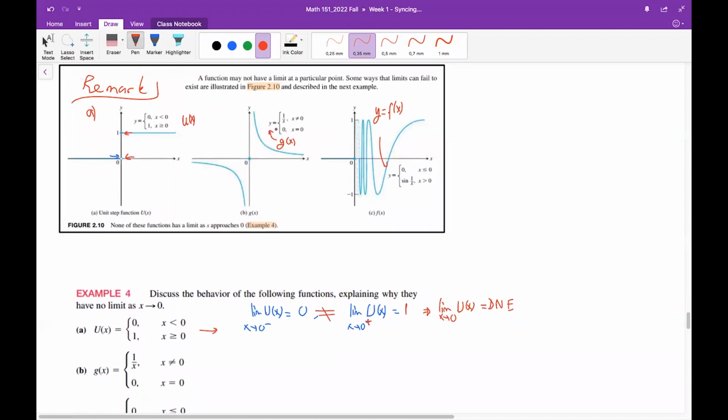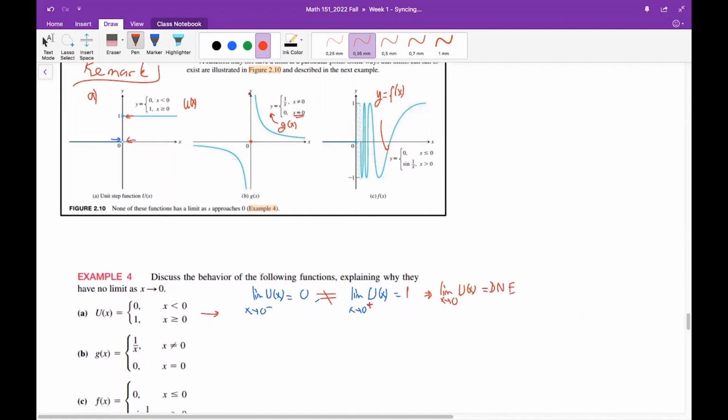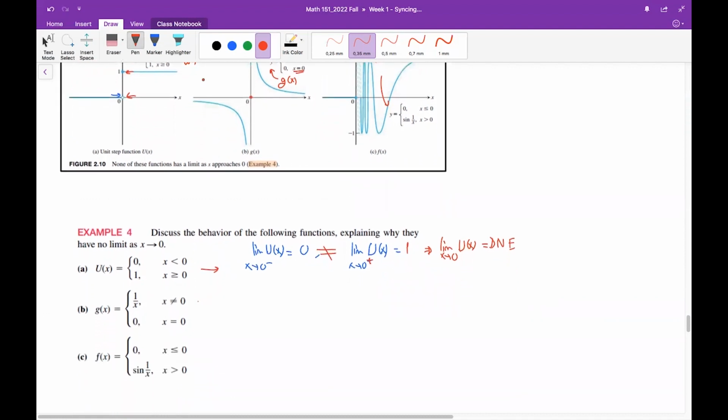And let's investigate y equals 1 over x if x is different than 0, and it is defined as 0 when x is 0. Okay, so for this one here, g of x, let's investigate. As x goes to 0 from left, you see that if you approach from left, the values grow hugely negatively, so it is minus infinity.